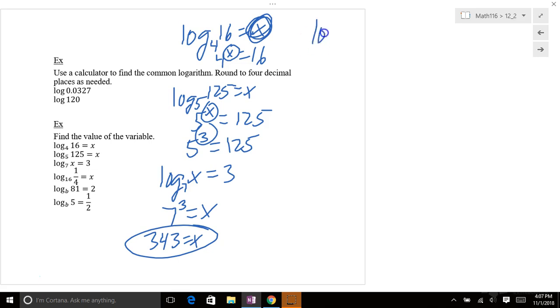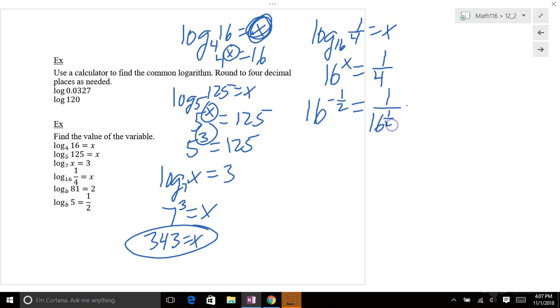Fourth one there, log base 16 of 1/4 equals x. So 16 to the x equals a fourth. This one's a little bit tricky, especially if you haven't seen this one before. You try some positive integers, they don't work. You try some negative integers, they don't work. But you do know that the square root of 16 is 4, but you've got to get the 4 on the bottom. So the trick on this one is a negative 1/2 power. Because that is 1 over 16 to the 1/2, and a 1/2 exponent means the square root of 16. See how that's 1/4? So x has got to be negative 1/2 on this one.